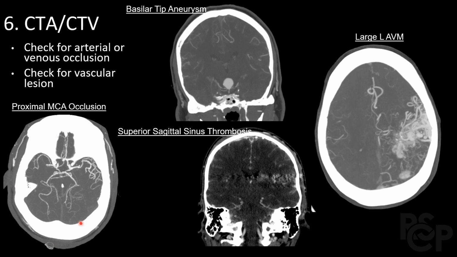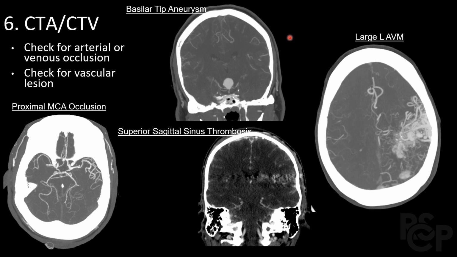This bottom left image is a CTA, and you can clearly see the patient's circle of Willis. If we trace their right MCA, there's a clear step off here, which is concerning for proximal MCA occlusion. This person likely has a large right MCA infarct.